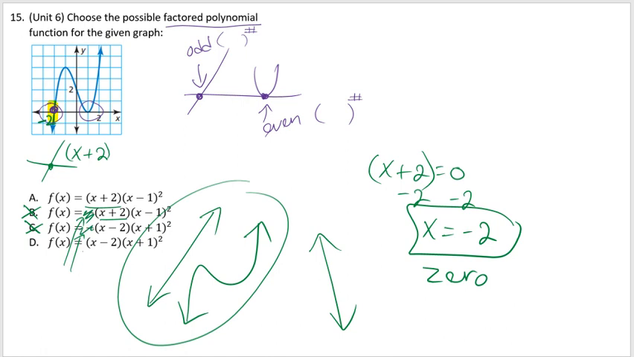So looking at x minus 2 and x plus 2, definitely we said x plus 2 needs to be that first 0 becoming a factor. So therefore the answer is A.